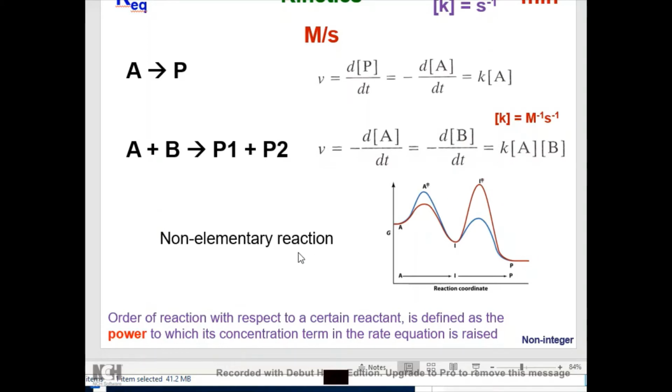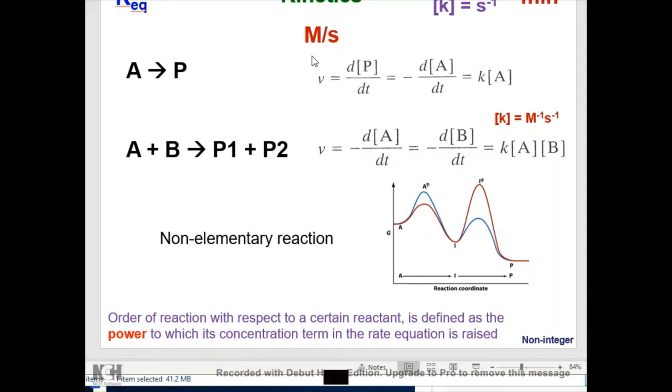Now for complex reactions, non-elementary reactions that undergo several stages, we cannot apply the term molecularity. We need to apply the term order of reaction. The order of reaction is defined as the power to which the concentration term for each reactant has to be raised in the equation. So if molecularity must be an integer number, 1, 2, or 3, the order of reaction can be a non-integer number. In other words, this power can be 1.5 and so on.